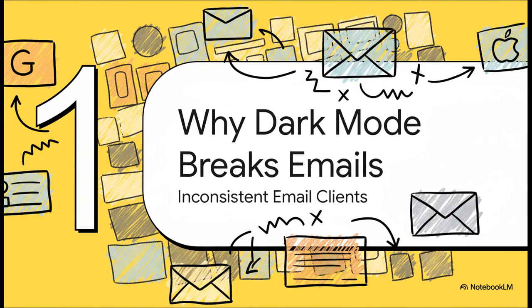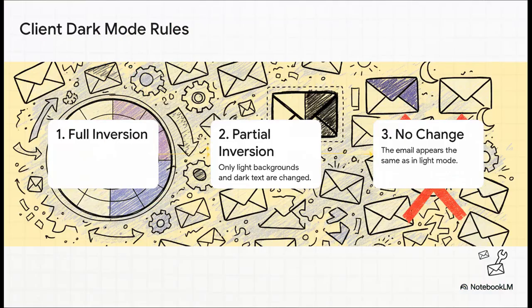So why does this even happen in the first place? Well, the root of the entire problem is that every single email client, we're talking Gmail, Outlook, Apple Mail, you name it, they all have their own unique and kind of weird way of handling dark mode. There's just no single standard. And this is exactly where all the chaos starts.